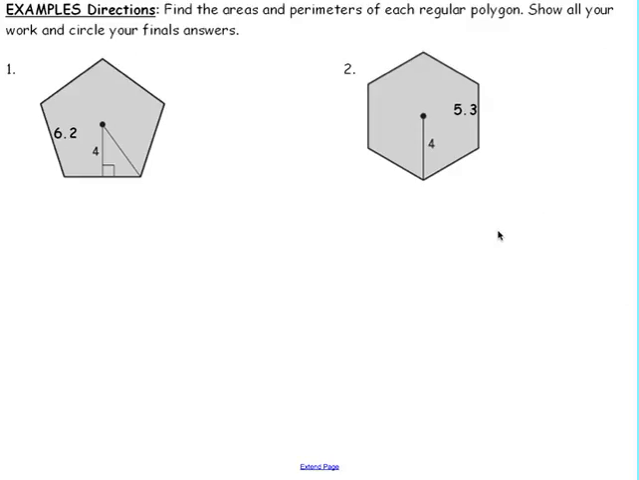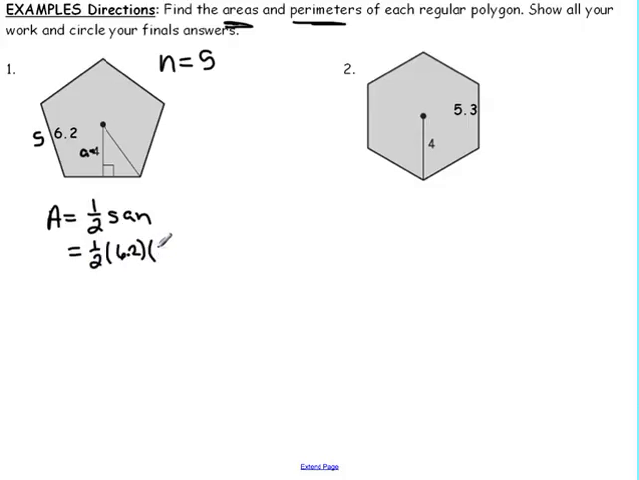Okay. Directions: find the areas and the perimeters. Oh, we didn't talk about perimeters. Find the areas and the perimeters of each of the regular polygons. To find the area, that's just going to be 1/2 S times A times N. I think it's always a good idea to write out the formula that you're going to work with and then substitute. This shape is a pentagon, so N equals 5. This is my apothem right here. Apothem equals 4. This is my side length, which is 6.2. So I know the area is just going to be 1/2. My S is 6.2. My A, my apothem, is going to be 4. My number of sides, because it's a pentagon, is 5.